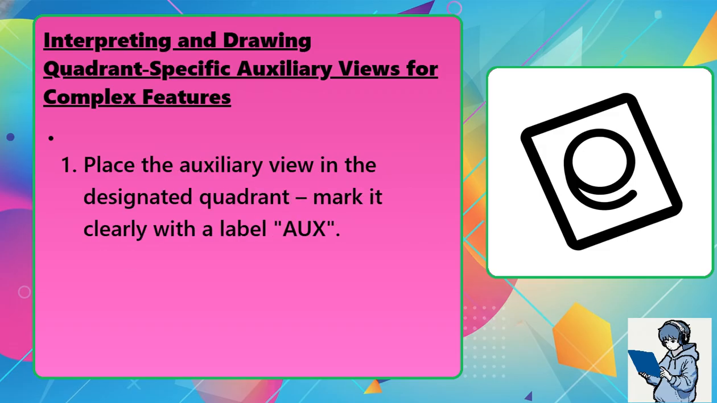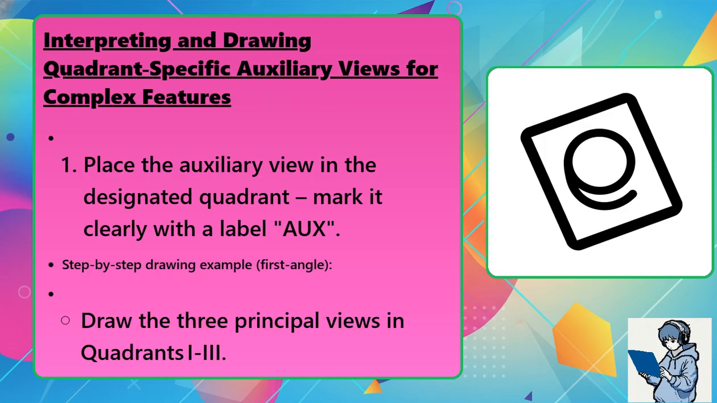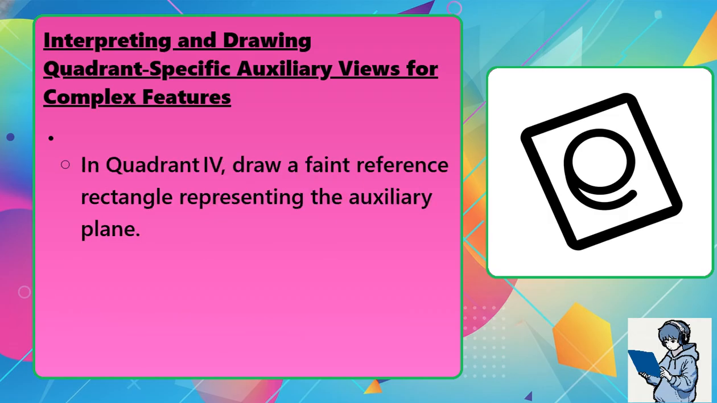Place the auxiliary view in the designated quadrant. Mark it clearly with a label AUX. Step-by-step drawing example, first angle. Draw the 3 principal views in quadrants 1 through 3. In quadrant 4, draw a faint reference rectangle representing the auxiliary plane.